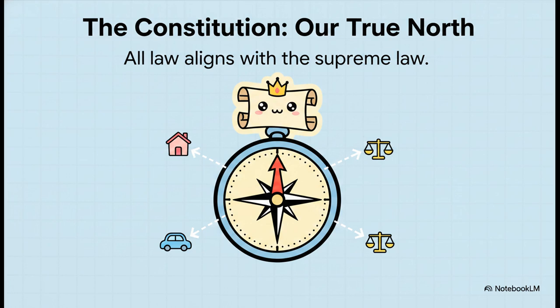Now this, right here, is our compass. It's our true north for the entire map, and it is so important. No matter where we go, public law, private law, it doesn't matter. The Constitution is the supreme, ultimate law. Every single rule we talk about today has to line up with it. This is probably the most crucial foundational point in all of South African law, so remember it.